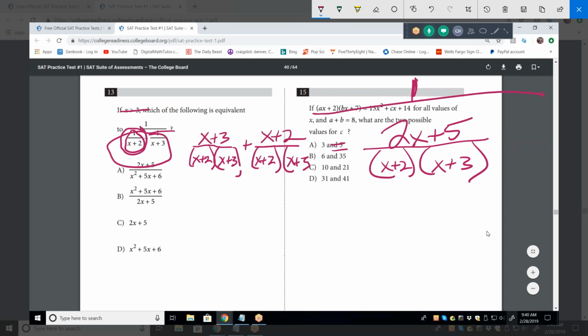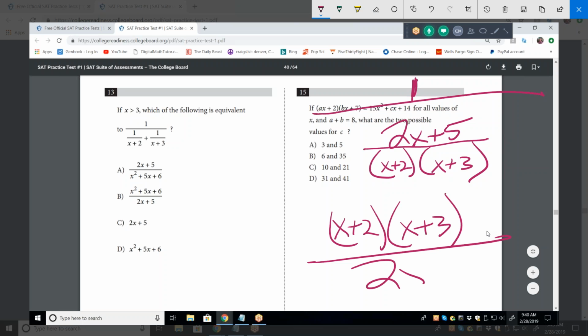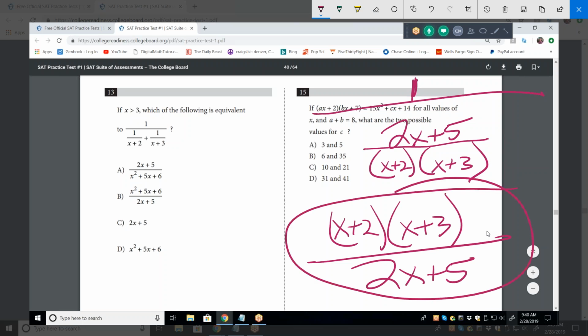Right. Now, how do I divide a fraction by a fraction? You multiply them? You flip and multiply. That's all you've got to do. You can't just multiply because that would be changing the problem. But if I flip and multiply, this is going to be my answer: x plus 2 times x plus 3, all divided by 2x plus 5. That's the answer.